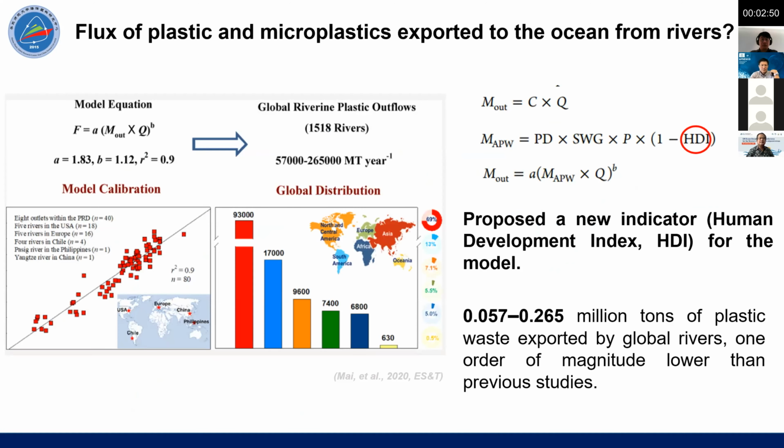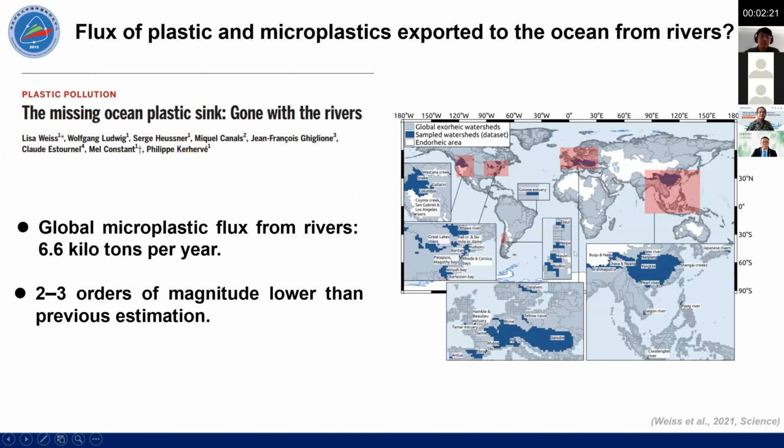Further, Mai et al. proposed a new indicator for the model, and based on the calibration with the field data, their estimated riverine plastic flux is 57 to 155,000 tons. This estimation is much lower than the previous estimations.